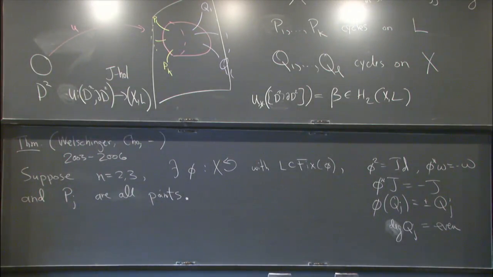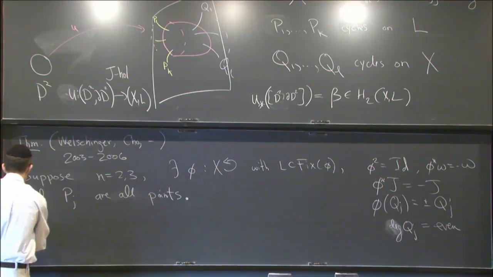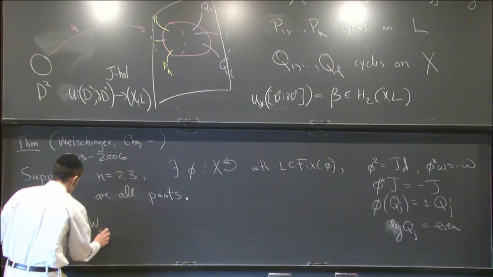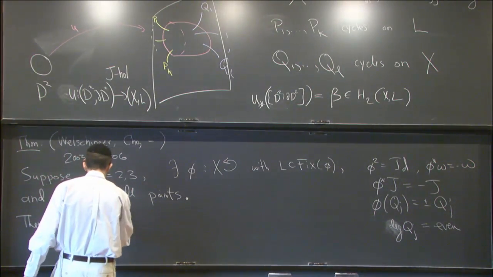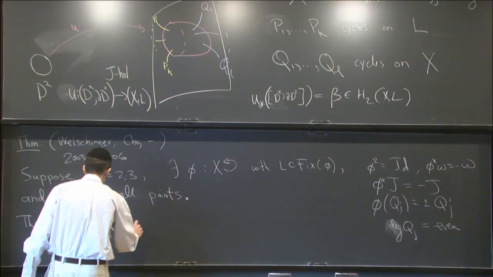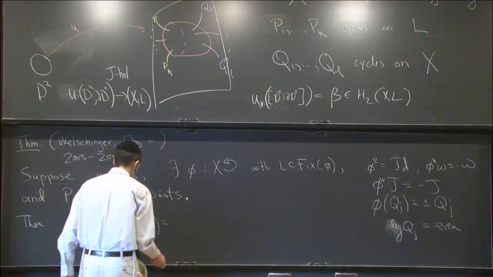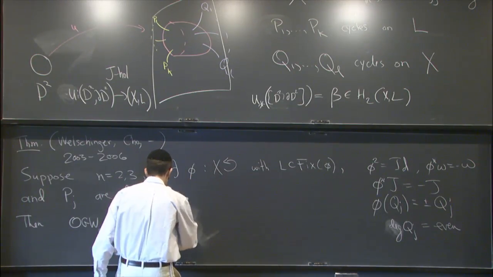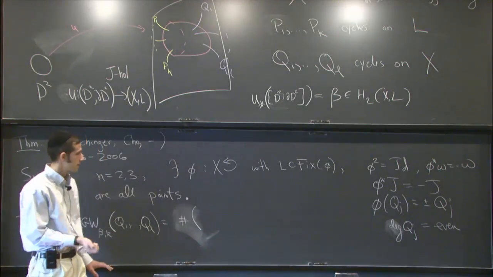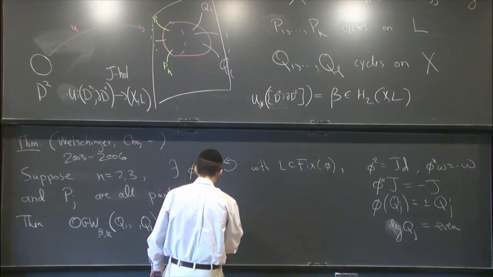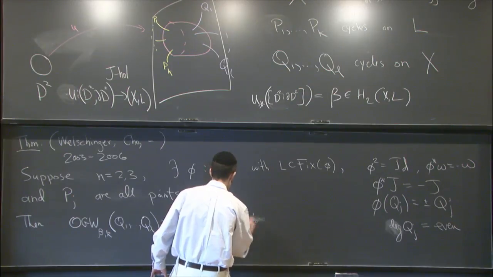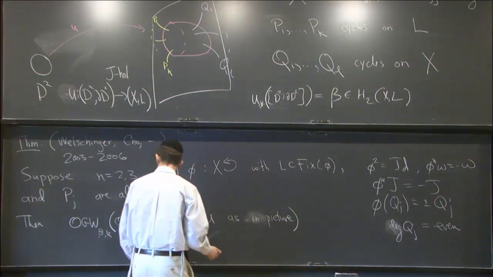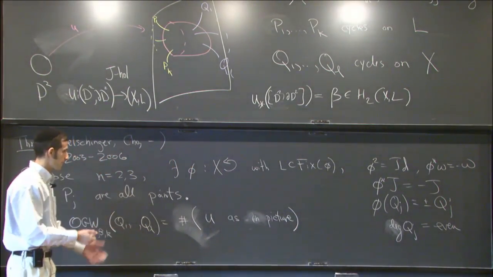All right, so in this case, then, the open Gromov-Witten invariant beta k of Q1 up to QL, which is going to just be the number, counted with appropriate signs, of course, of u as above, so u is in the picture, is well defined.